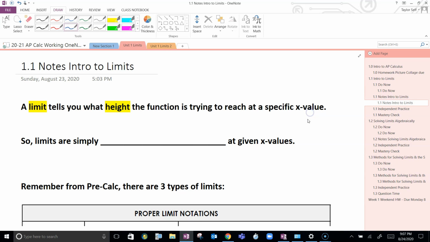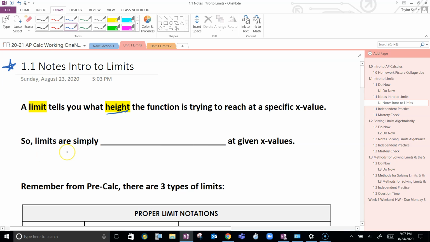Okay, we're going to do intro to limits. So make sure you write 1.1 notes, intro to limits at the top of your page, and then let's talk about limits. Write this down, all of this. A limit tells you what height the function is trying to reach at a specific x value.